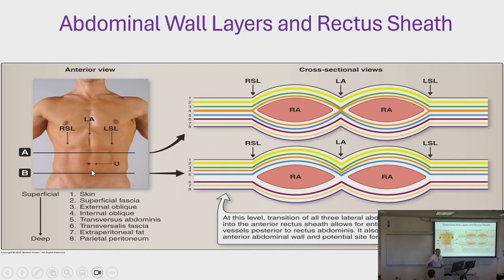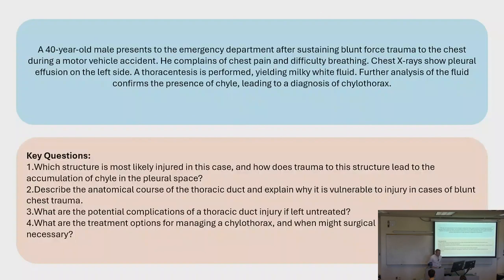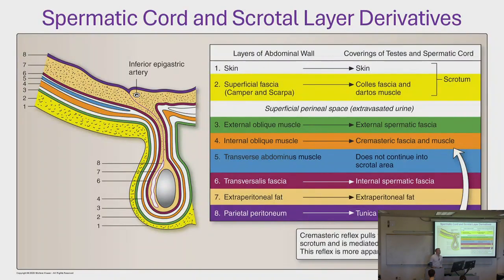And then we also said anything below the arcuate line is going to be everything on top except for the transversalis fascia. Okay, so that's kind of what we're thinking there. All right, cool. All right, do we have time for another one?